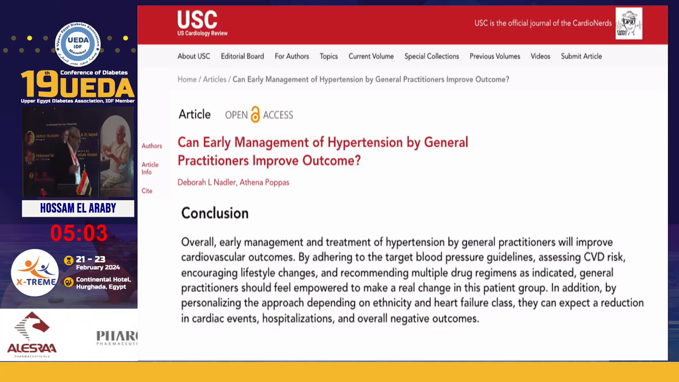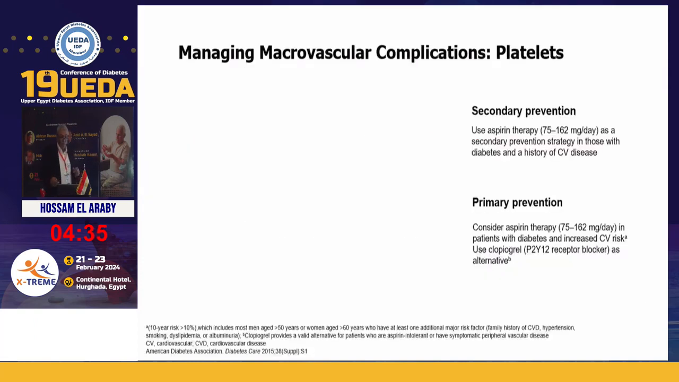This is a paper from the United States published last year saying that early management of hypertension by general practitioners can improve cardiovascular outcomes by adhering to the target blood pressure guidelines, assessing cardiovascular risk, encouraging lifestyle changes, and recommending multiple drug regimens. Accessing the patients through the general practitioners can improve the cardiovascular outcomes.